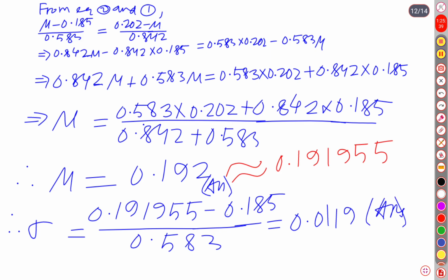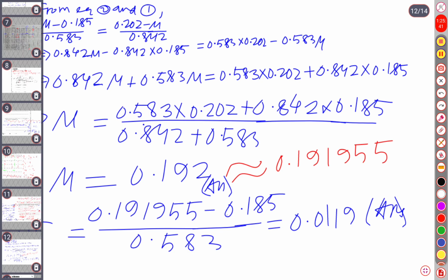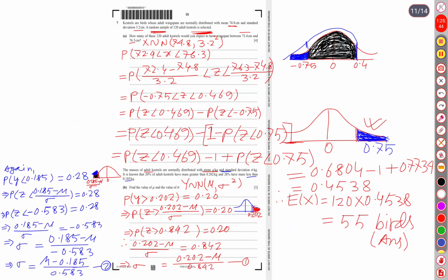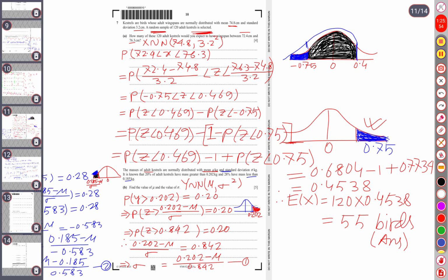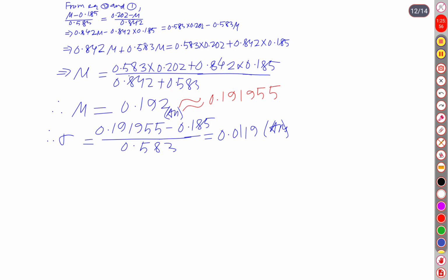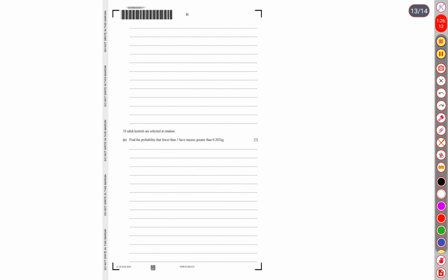So that's all about the solution to question number 7b. This is the first part of the solution, and the final part of the solution is over here. Our mean is 0.192 if we round it to three significant figures, and our standard deviation is 0.0119. Let's move on to the final part of this question.